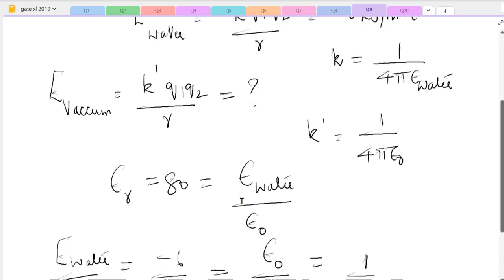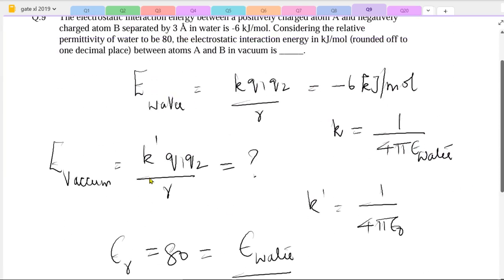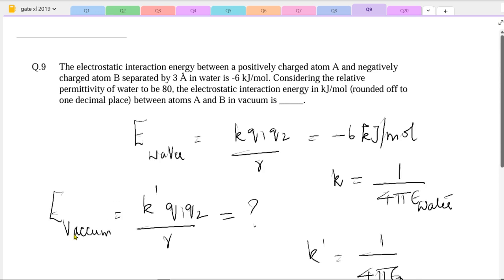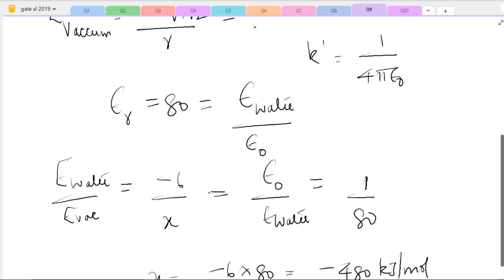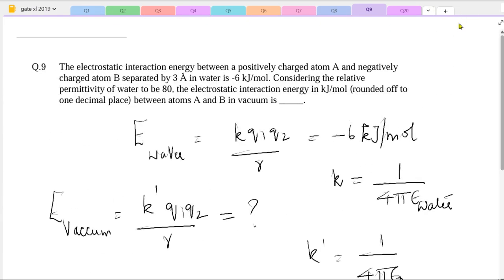I hope this is pretty simple to solve. If you know the basic physics formula here, like the first chapter of electrostatics in your CBSE paper, then this is a pretty simple question to solve, as long as you don't get confused between relative permittivity and dielectric constant. That is the key here. Anyways, moving on to the next question.